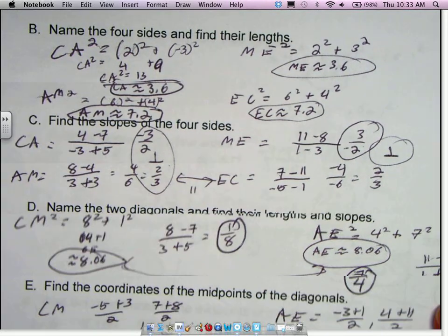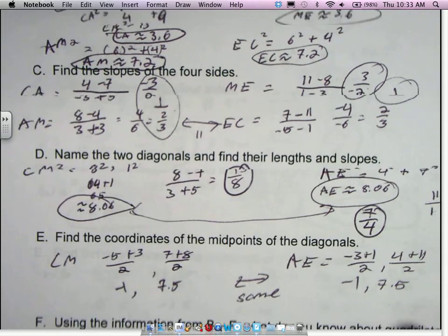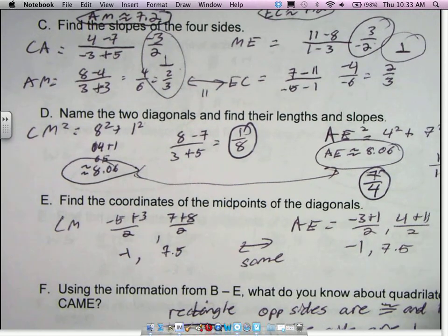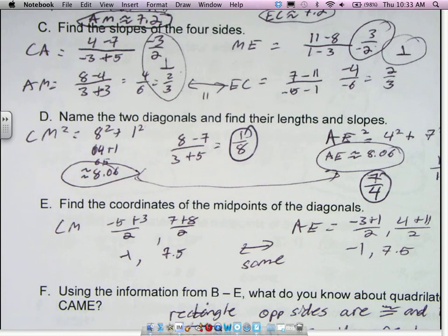I'm going to cover up B now. Hopefully you have that down so that we can see E. For E, the midpoints are the same. Both midpoints for CM is -1, 7.5, and the midpoint for AE is -1, 7.5. That means our diagonals bisect each other.